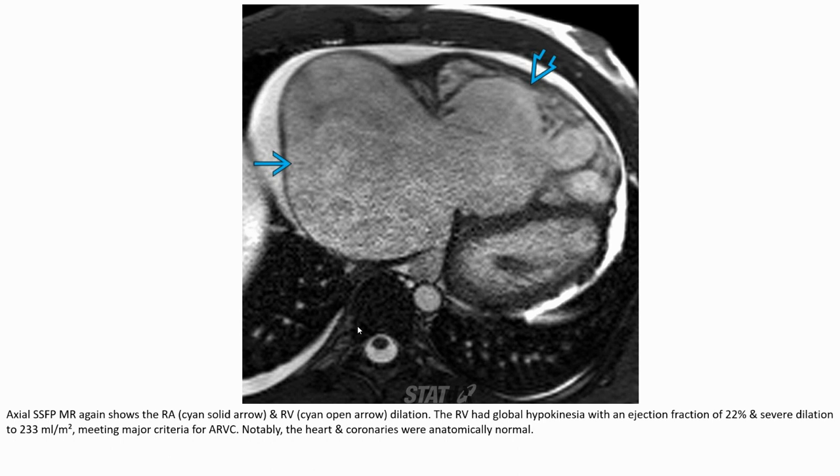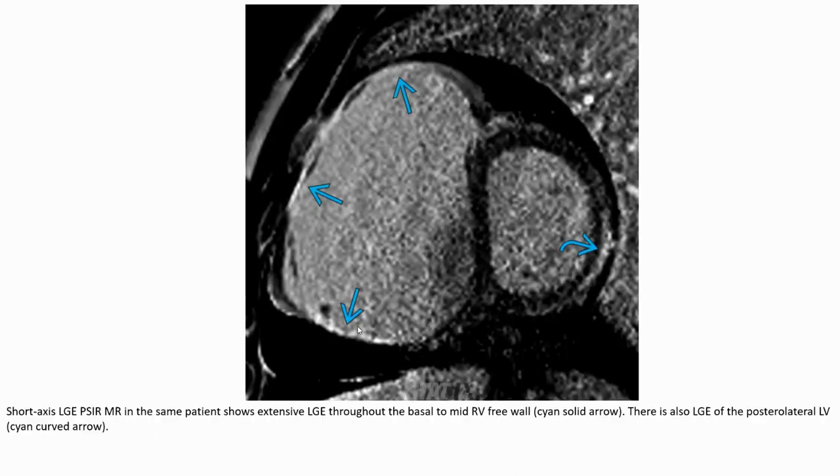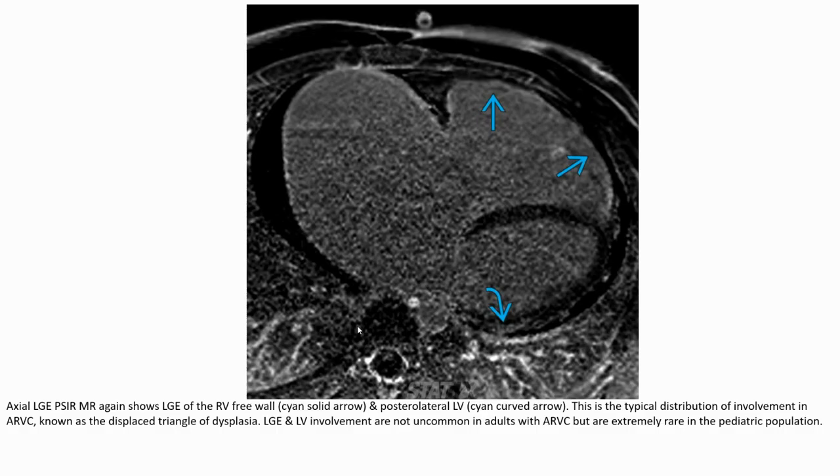Notably, the heart and coronaries were anatomically normal. This MRI of the same patient shows extensive late gadolinium enhancement throughout the basal to mid right ventricular free wall. This also shows LGE of the posterior lateral right ventricle. This MRI also shows LGE of the right ventricular free wall and posterior lateral left ventricle. This is the typical distribution of enhancement in ARVC, known as the triangle of dysplasia.